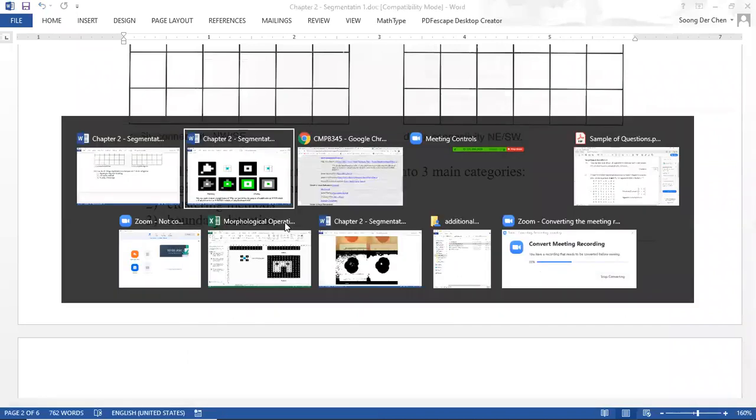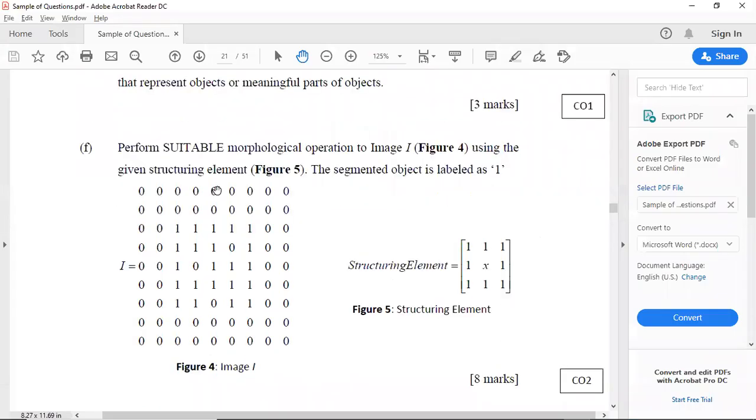Okay. Next. Okay. Perform suitable morphological operation figure 4 using given structuring element. This is the structuring element. So what is the suitable one? Closing or opening? Yes, closing, because you observe hole in the object.